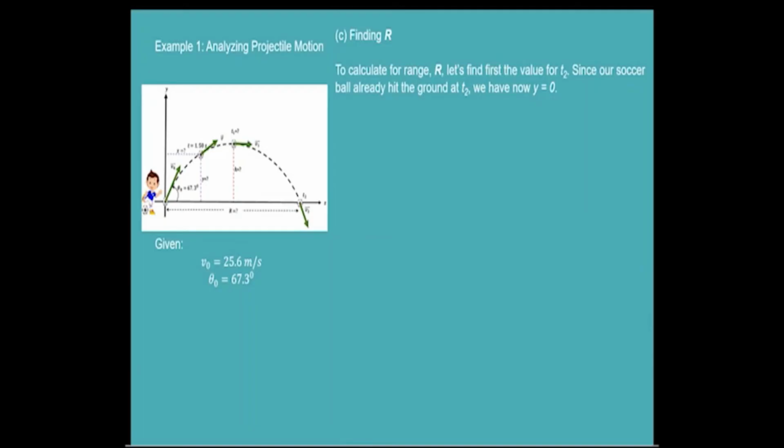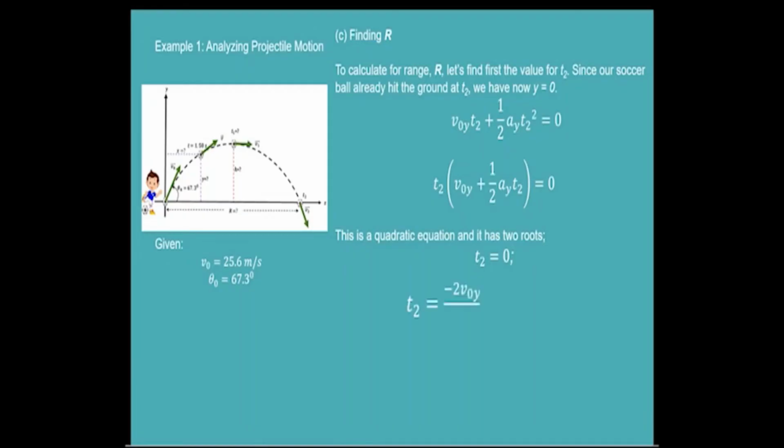To calculate the range, let's first find the value of t2, since our soccer ball already hit the ground at t2. In this case, y is equal to 0. So from our equation, y is equal to v0y t2 plus 1/2 ay t2², that is equal to 0. Now rearranging this, we have another quadratic equation. Since this is a quadratic equation, it has two roots. One of its roots is 0.